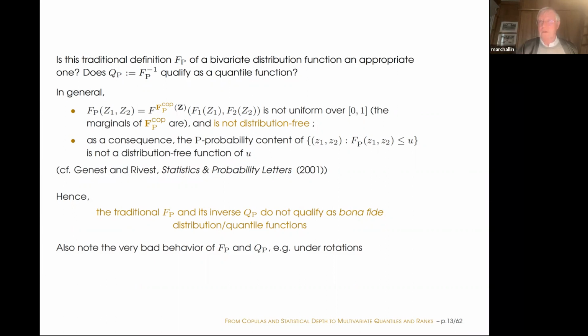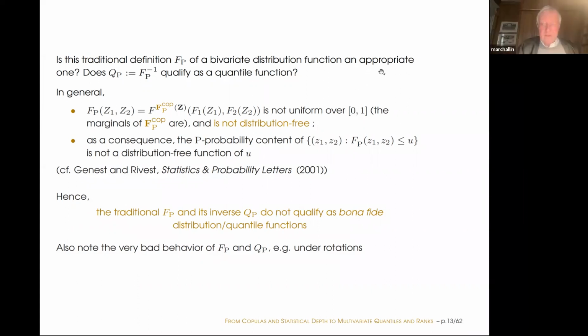So the traditional bivariate distribution function and its inverse do not qualify, in the sense that they do not enjoy the property we're expecting of distribution and quantile functions. Can I clarify something? Sorry? If you may. I had another question. In the first bullet point, did you mean uniform over [0,1] squared? Just to clarify, it's written as the interval [0,1], so I was a little confused. Yeah, it's a typo. It is not uniform over [0,1], it's the unit square here. Okay. I see.